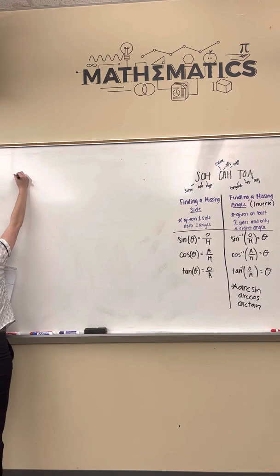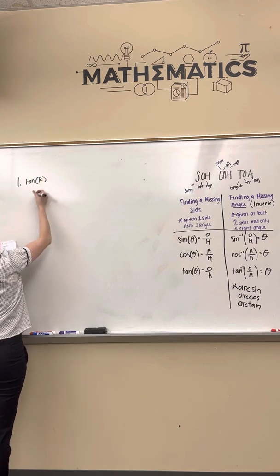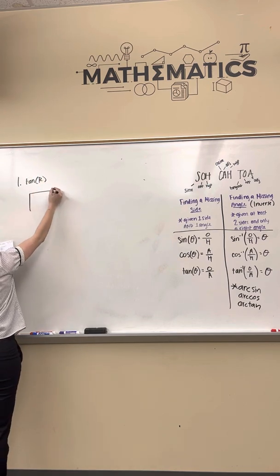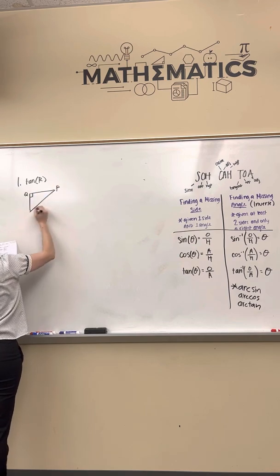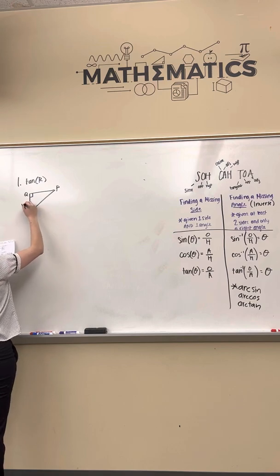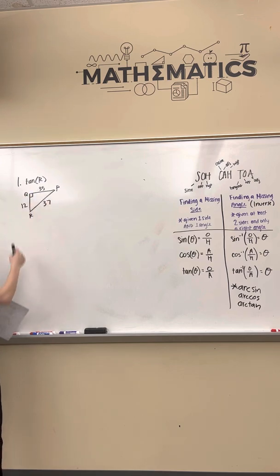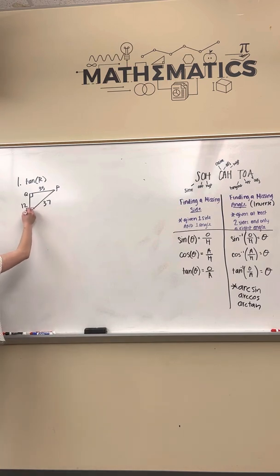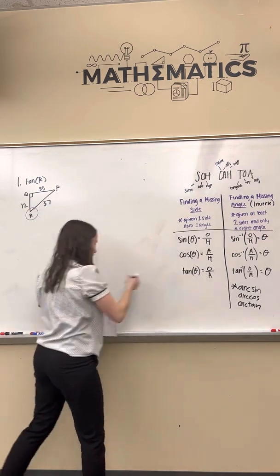Okay, so our first question, and all of these are from your diagnostic, we're trying to find the tangent of R, okay? So we're given this triangle. Okay, and we're trying to find the tangent of R. So the first thing we're gonna do is we're gonna find where is R? Well, we're dealing with this angle right here. Tangent says that we're looking for opposite and adjacent.